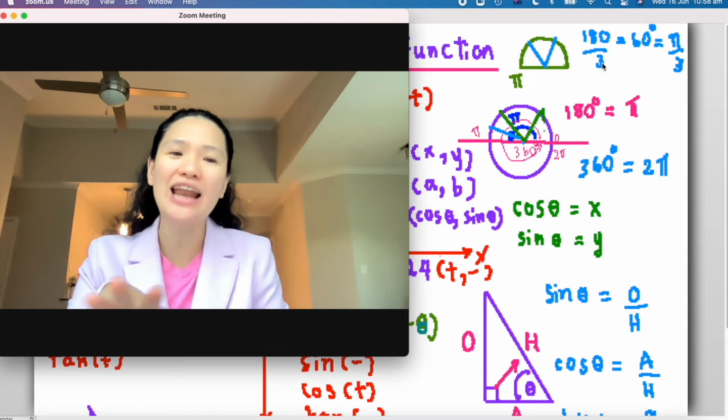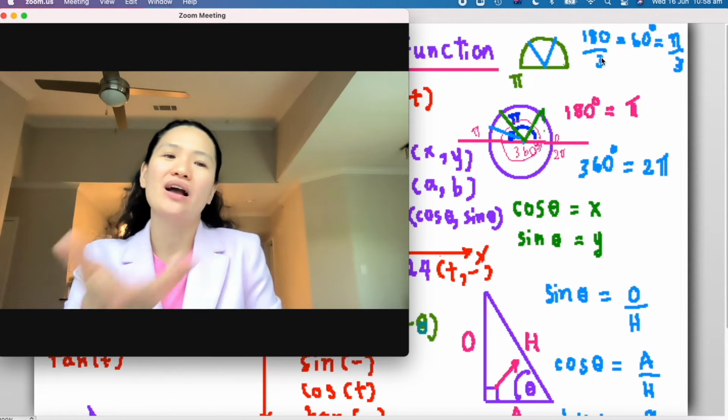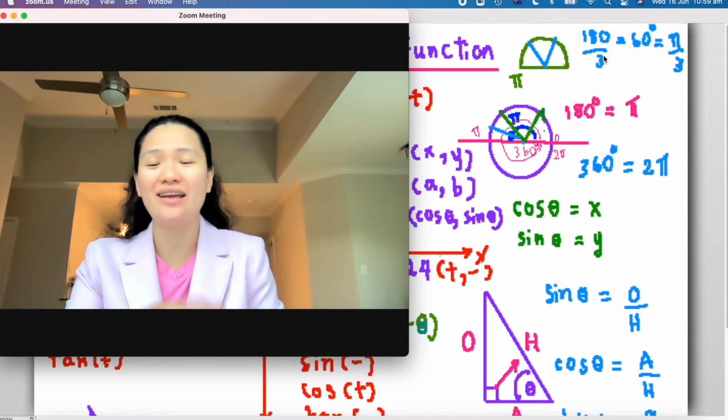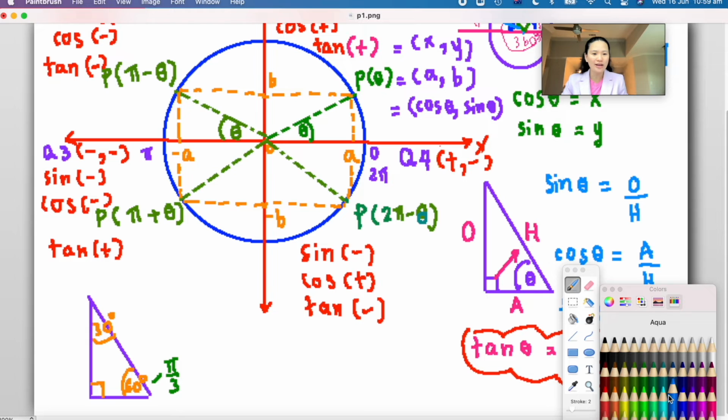Okay, that makes sense. And I'm going to do the same thing with 30 degrees. What does it mean? 30 degrees equals pi divided by 6. Okay guys, come back here super quick. 30 degrees equals pi divided by 6. So you need to know all of this.